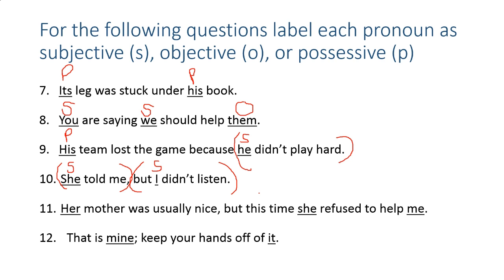Her mother was usually nice, but this time she refused to help me. Her mother, this is going to be possessive. This time, again, this is an independent clause, right? She is the subject of that part of the sentence. Refused to help me, okay? To help who or what? This is a direct object, so this is objective.